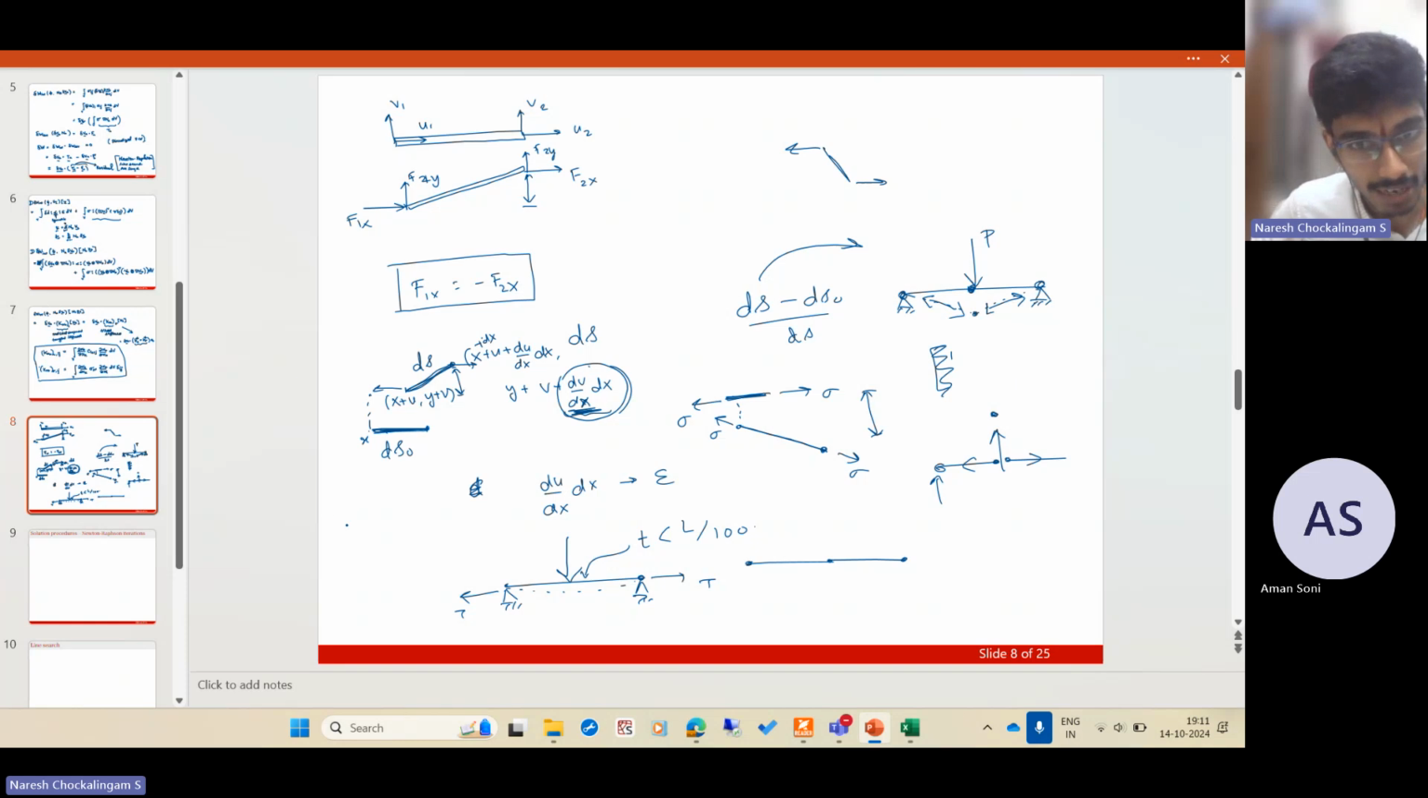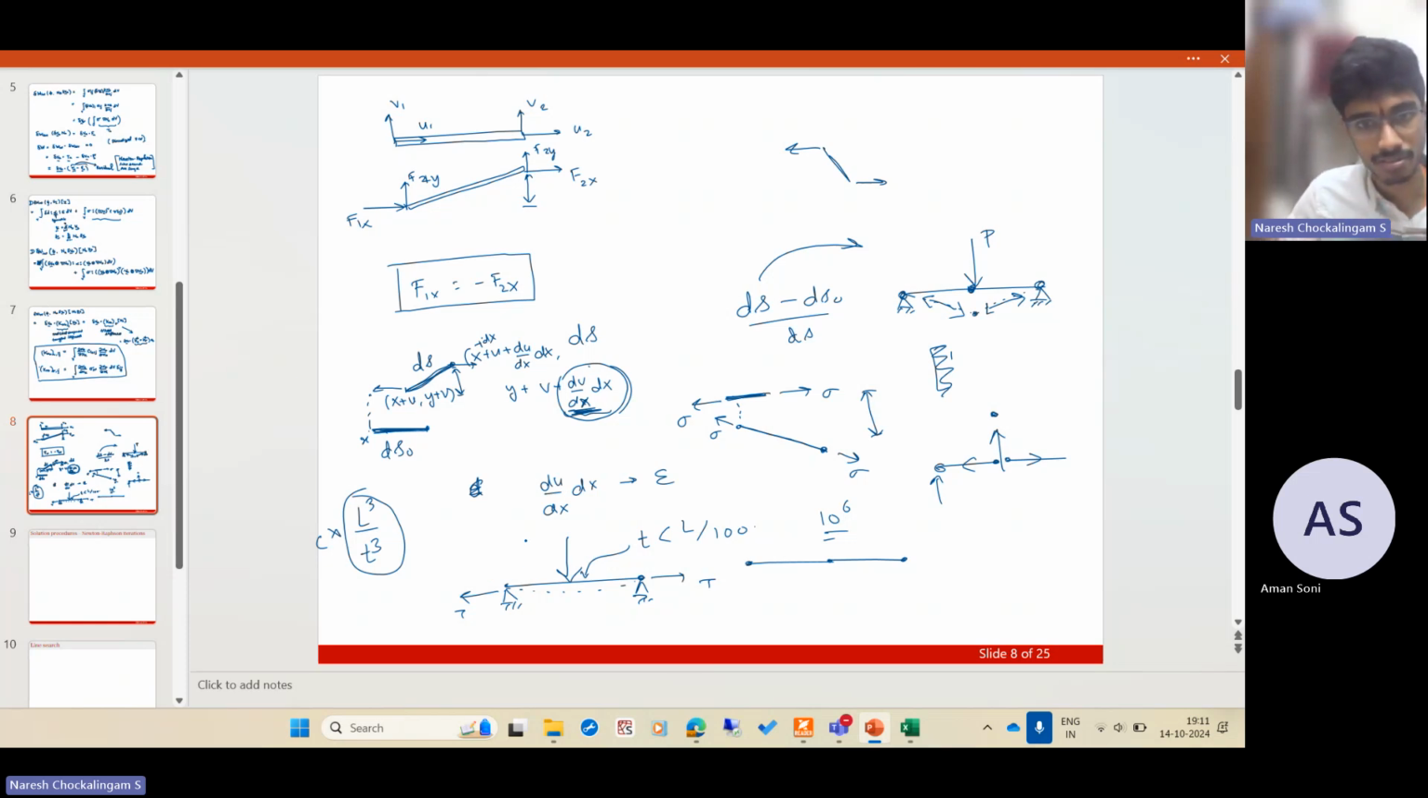the order of L cube by T cube, which means L cube by T cube multiplying some constant. When T is less than L by 100, you will have a deflection of 10 power 6, which is junk. But in reality, that doesn't happen.